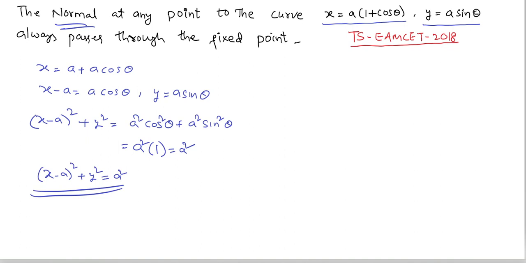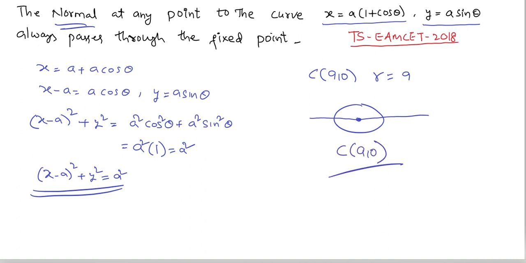So here the normal at any point on the curve passes through the fixed point. This is the given circle, the center is (a, 0) and the radius is a. The normal line always passes through the center of the circle. So the normal line passes through the fixed point, which is the center. The center is (a, 0), that is the answer.